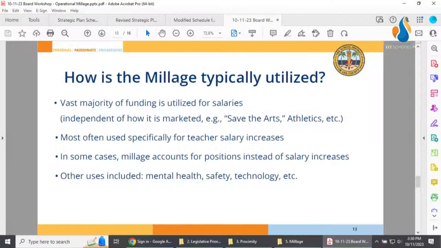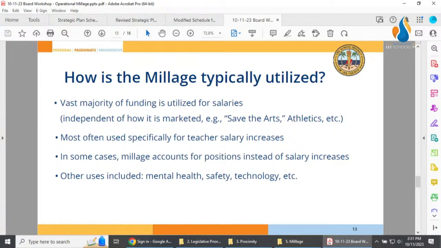However, some districts instead frame it around specific positions. For example, one district framed the programs that could be viewed as important but not necessarily viewed as essential, such as the arts and athletics. So Save the Arts was how they billed that, so that theoretically, if the millage were to go away, it would potentially result in some type of elimination or significant reduction of positions that would be funded through that type of effort. But again, it varies greatly by district and how they chose to do it.